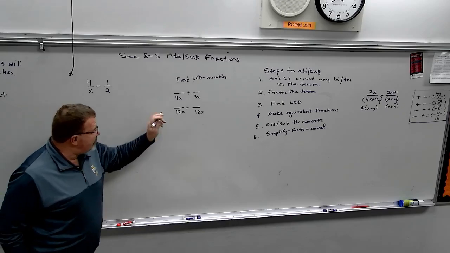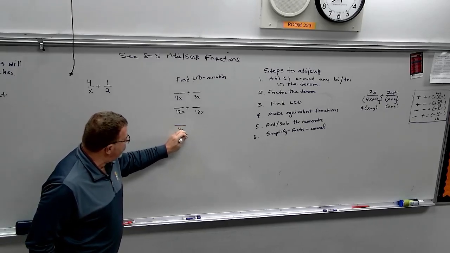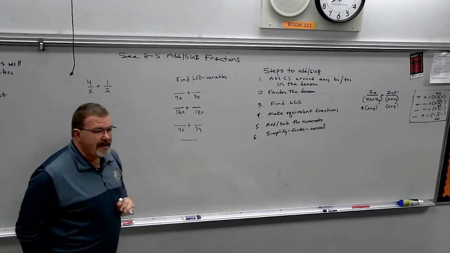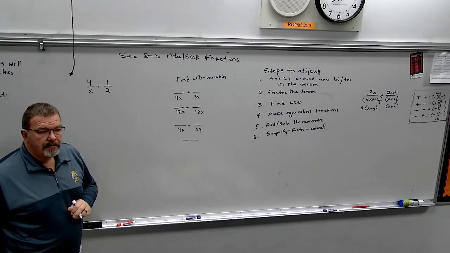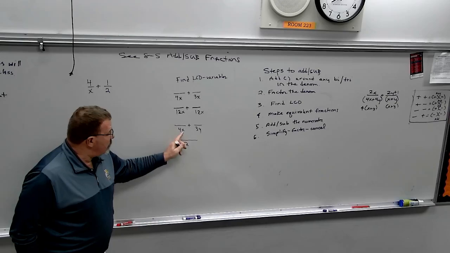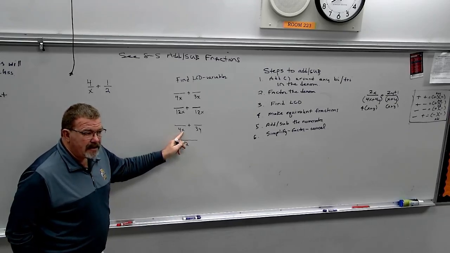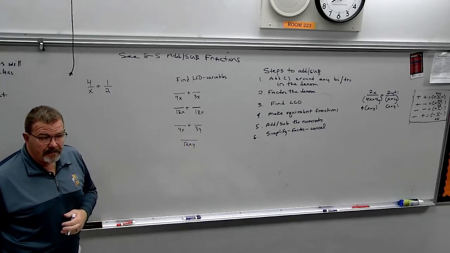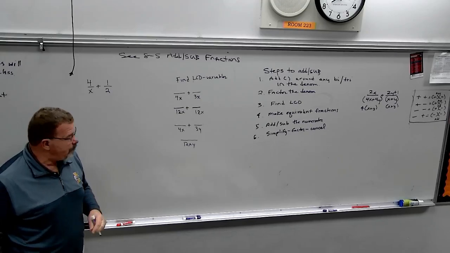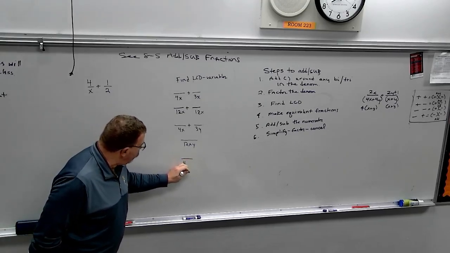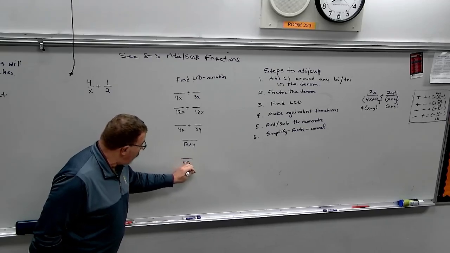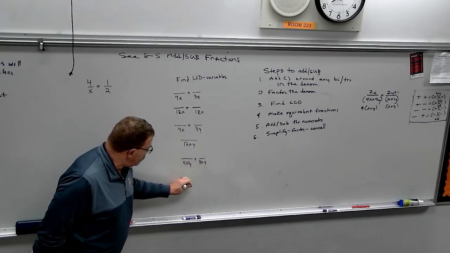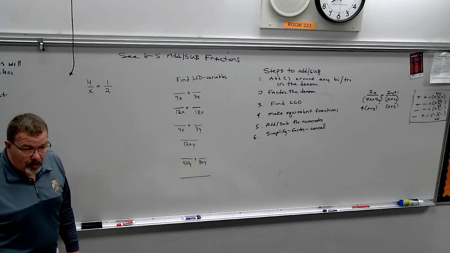Okay? Just to show you how this problem could change, if I change this problem to this, what do you think your LCD would be now? 12. You need an x, and what else do you need? A y. This would be 12xy. You need one of everything. Just keep that in mind. You need one of everything. How about if I went 4x squared y, 3xy? What do you think your LCD would be now?